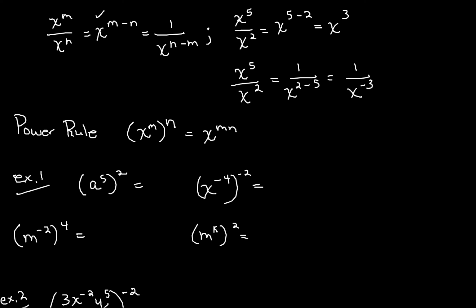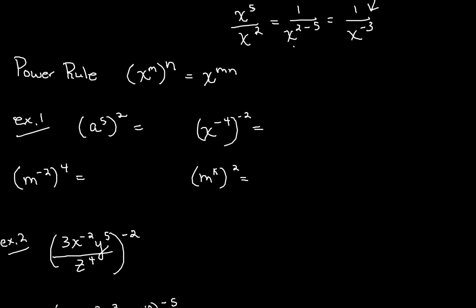And to make sense of this with numbers, we have x to the 5th over x squared. If we want it in the numerator, we take 5 minus 2, and we get x to the third. If you want it in the denominator, then you take the denominator exponent minus the numerator exponent, and we get x to the negative 3. Or you can get this answer and then just move it down to the denominator.